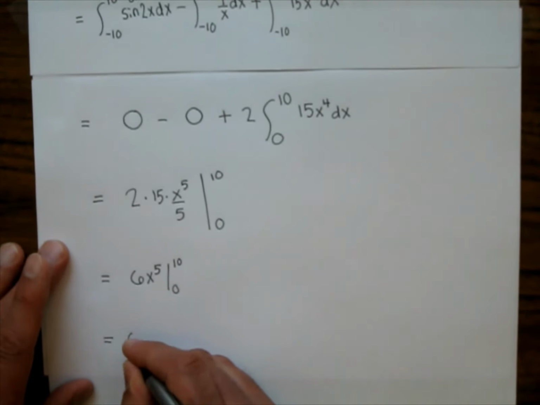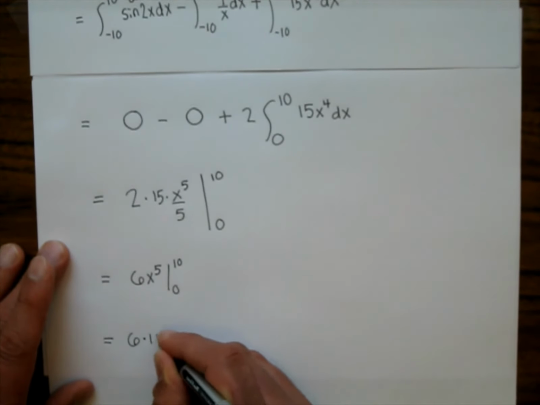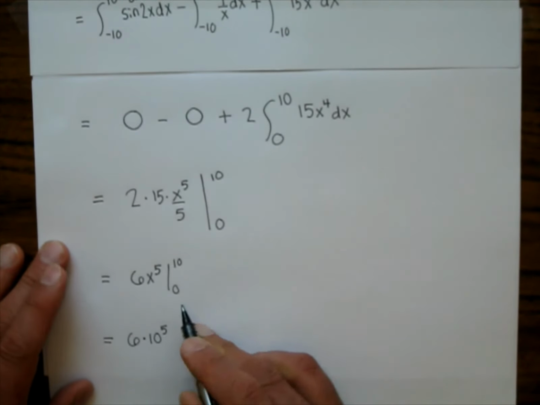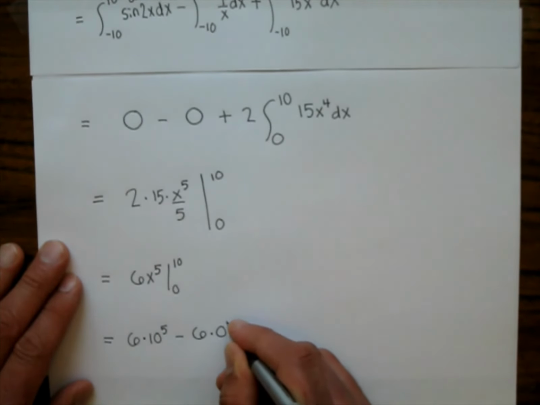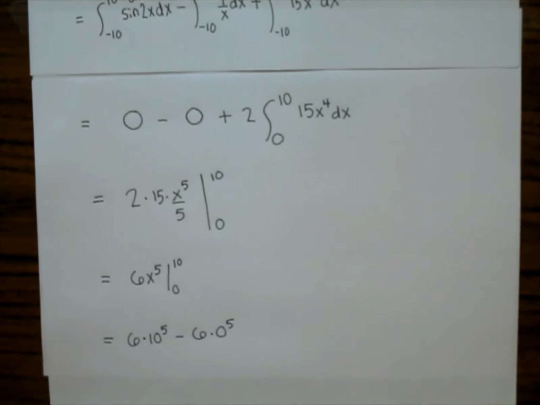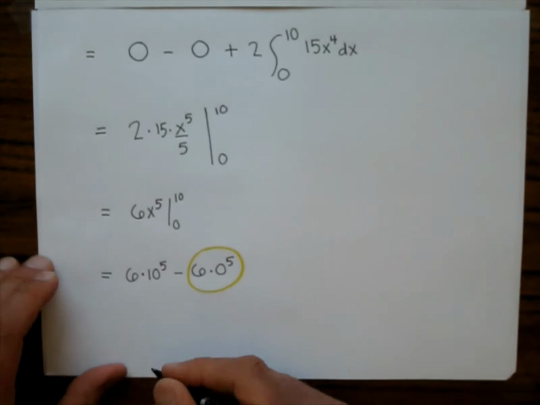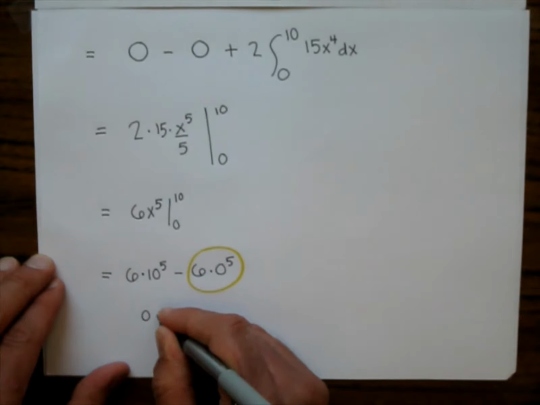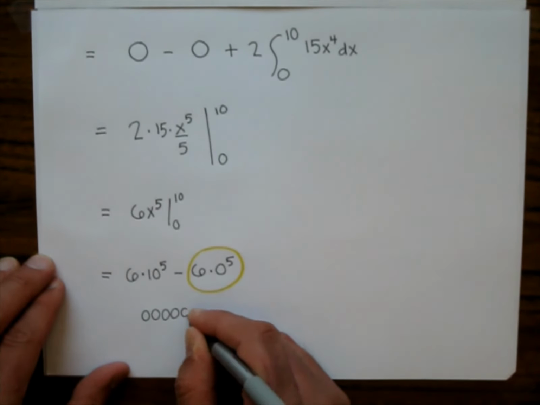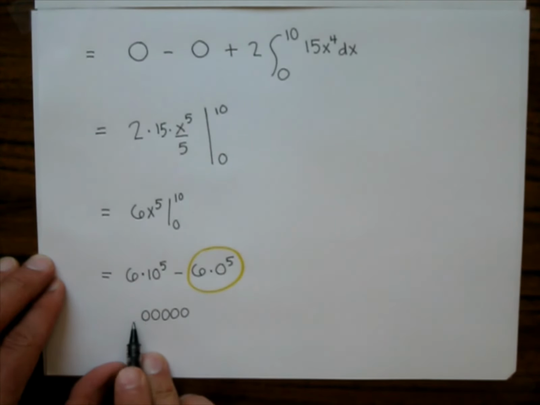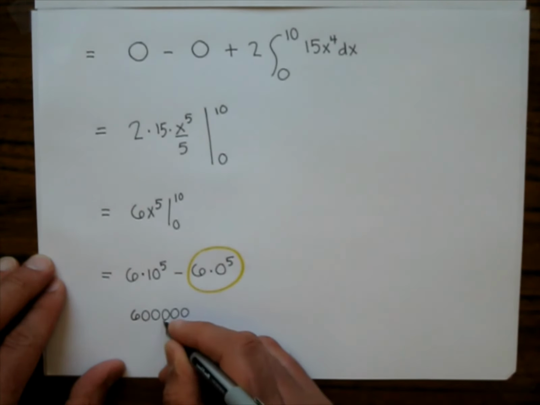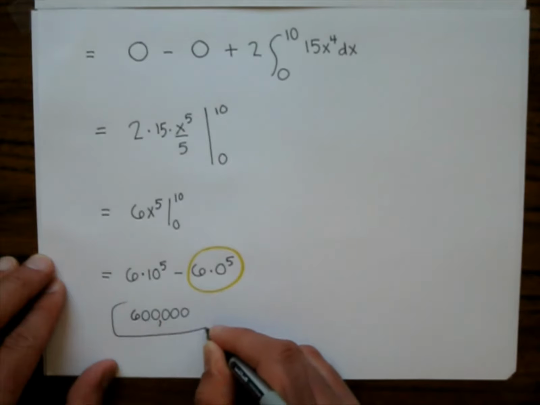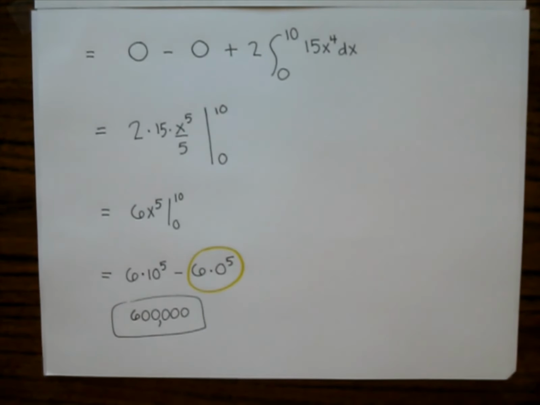So this is 6 times 10 to the 5th, and then minus 6 times 0 to the 5th. So that guy's out of there. This guy's a 0. So 10 to the 5th is a 1 with 5 zeros after it. Okay, I'm not going to put the 1 because I'm multiplying it by 6, so a 6 with 5 zeros after it. The answer is 600,000.